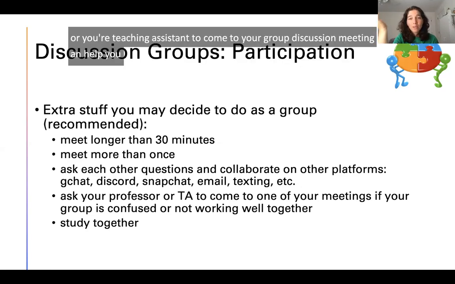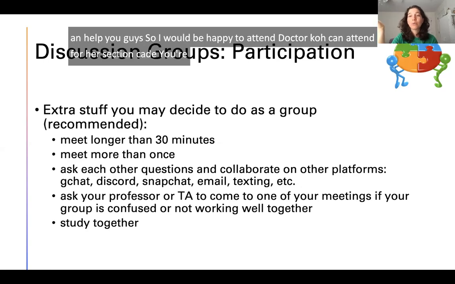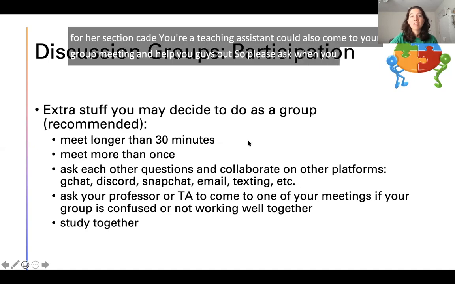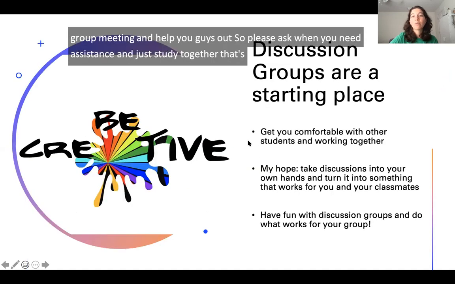So I would be happy to attend. Dr. Ka can attend for her section. Cade, your teaching assistant, could also come to your group meeting and help you guys out. So please ask when you need assistance, and just study together. That's essentially what these discussion groups are for.